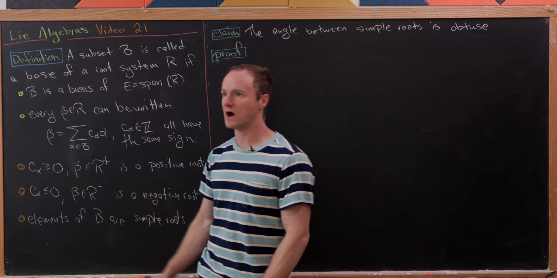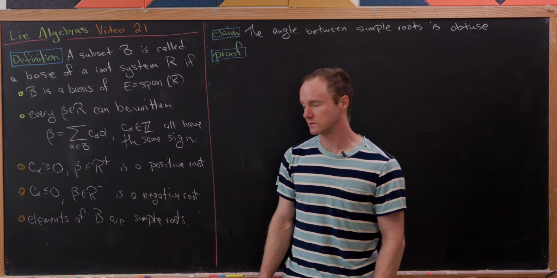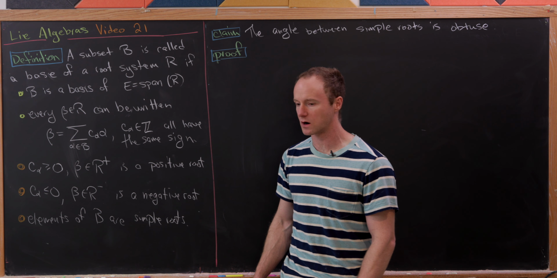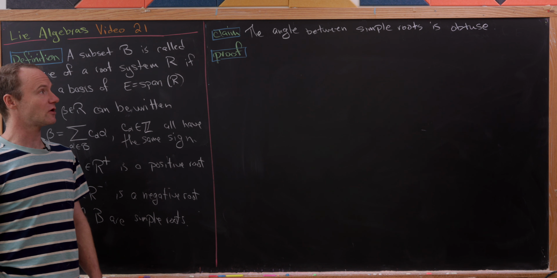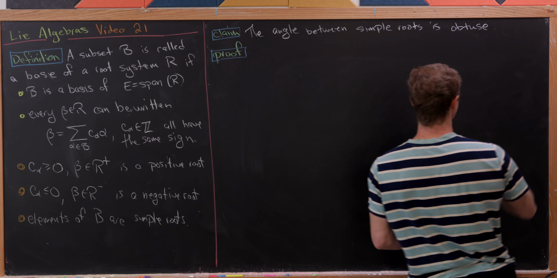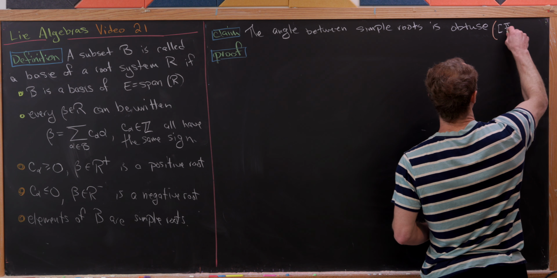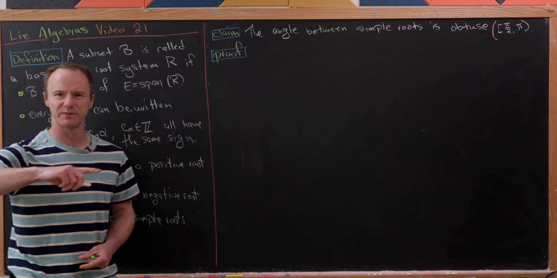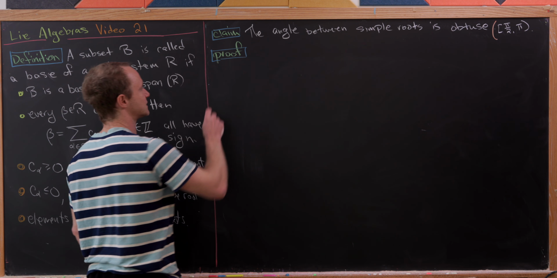If the sign of the non-zero terms is positive, then we say that beta is a positive root. If it's negative, we say that it's a negative root. Furthermore, elements of B are often called simple roots. Next, what we want to show is that the angle between any two simple roots is obtuse. Geometrically, that means the angle should be on the interval from pi halves to pi. Notice we will not include pi because that would be the negative version of the root, but we can include pi halves. Okay, so let's see how this goes.